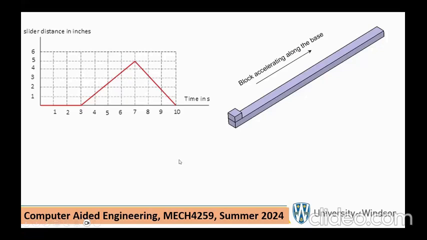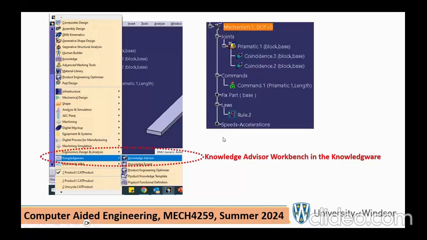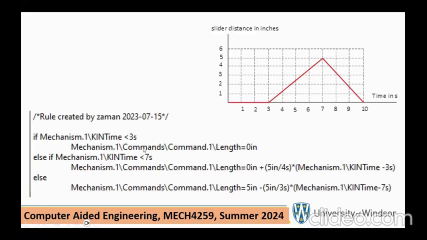Not formula. We can't do it with a formula because a formula is a single line. We have to do it in something called a rule. So in order to do that, once you create your model, and you're already very good at doing that, once you create this mechanism, then you go to the Knowledgeware, and Knowledge Advisor, and there you're going to get statements that you can actually write rules for, such as this.